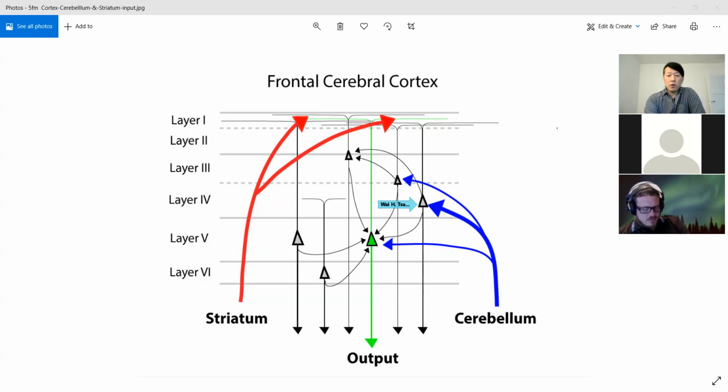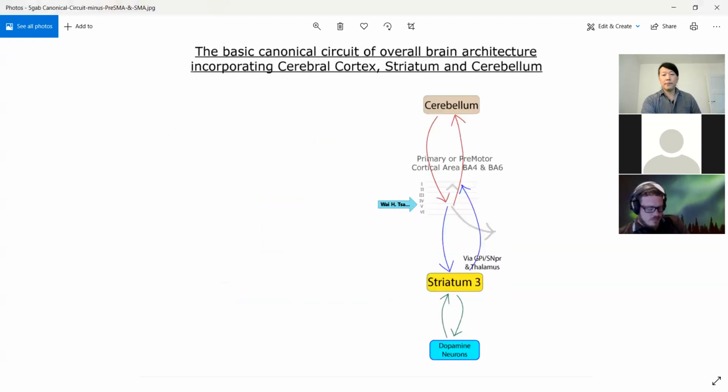Okay, so more on the striatum and the cerebellum. Okay, the diagram I had earlier is here now. And okay, it's clear all the drawings. Now, what I drew earlier is a single closed loop striatal cerebellar complex with the cerebral cortex. Okay, so there is what I drew earlier.